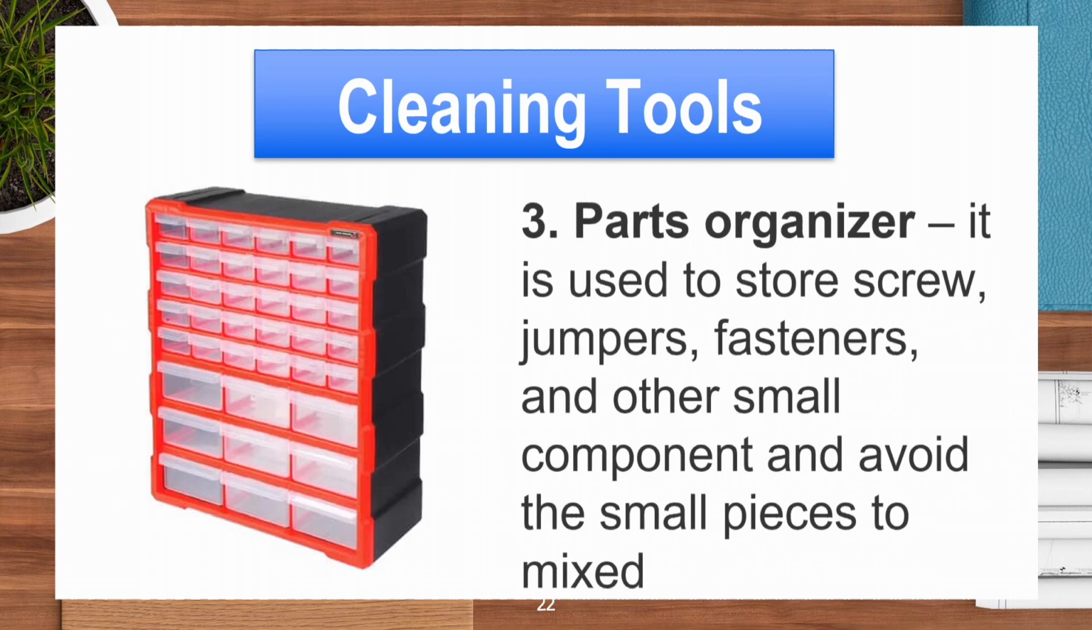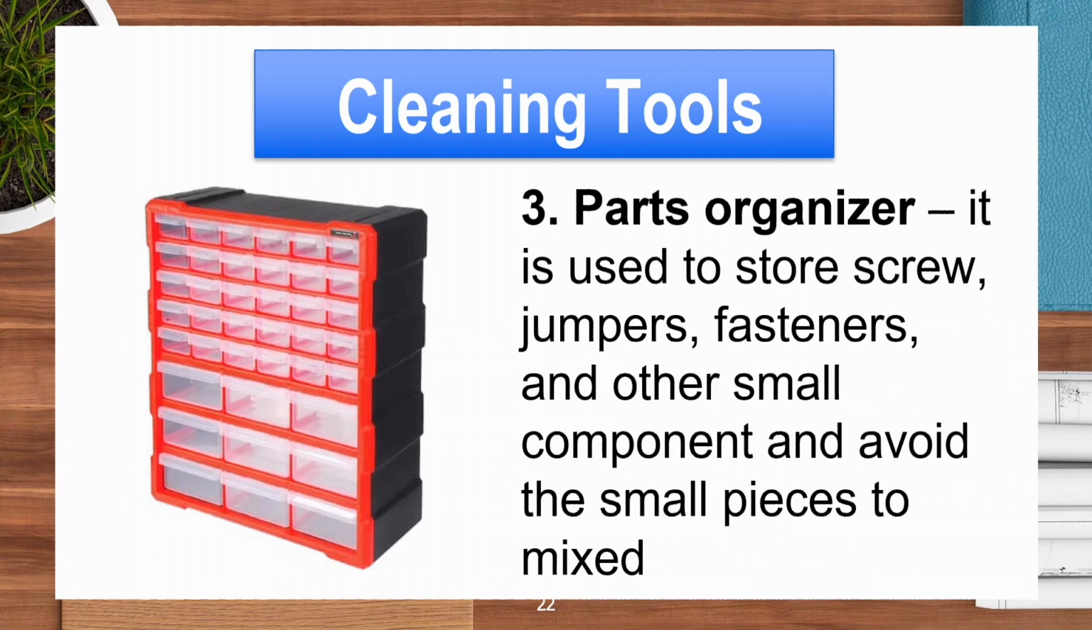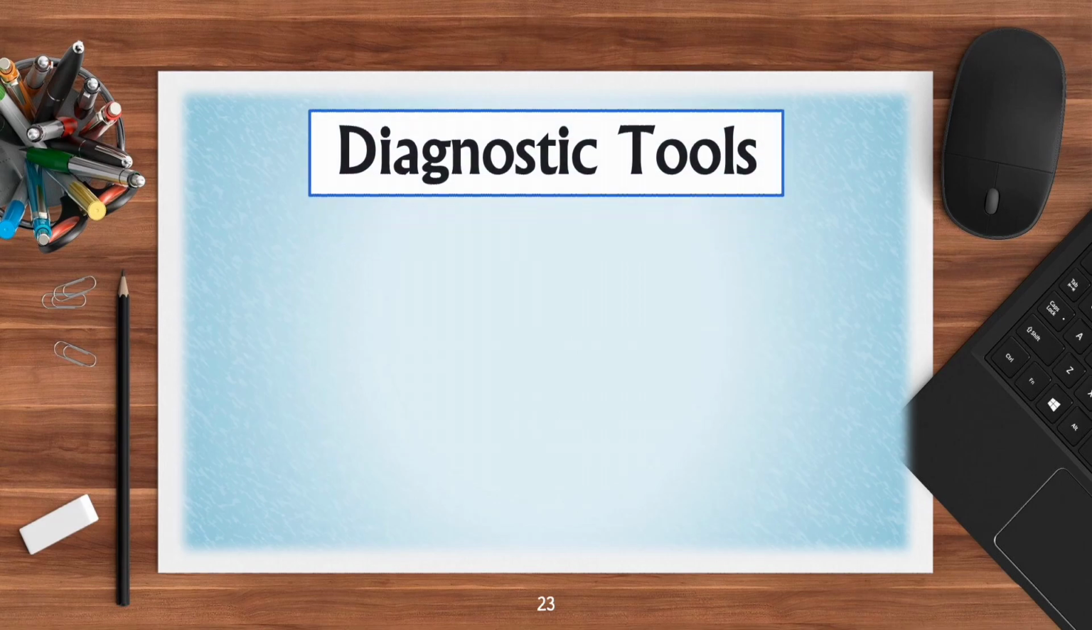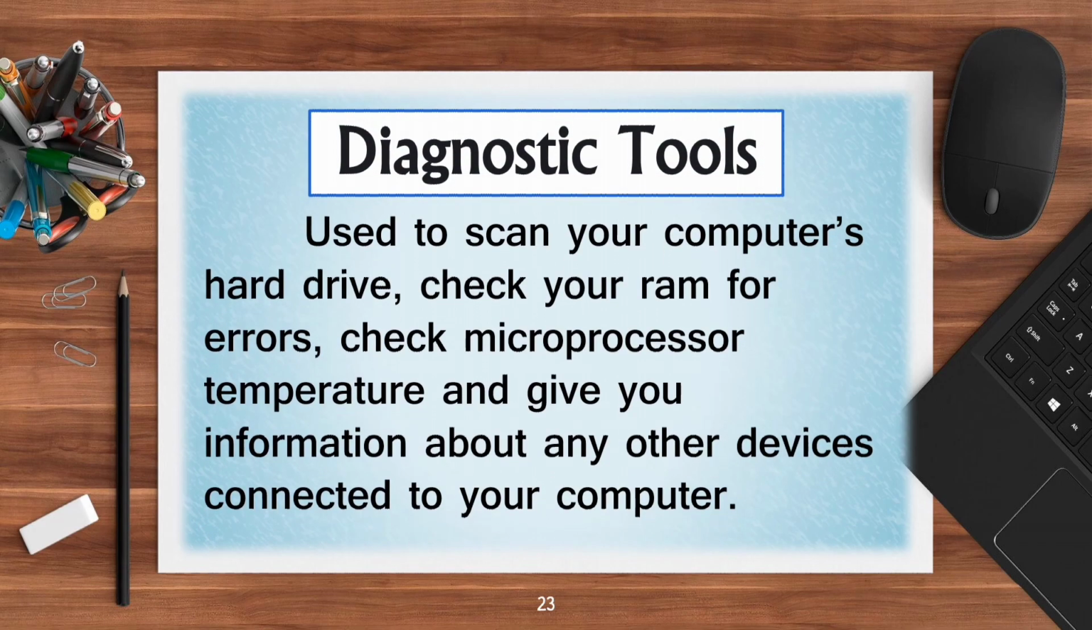3. Parts organizer. It is used to store screw, jumpers, fasteners, and other small components and avoid the small pieces to mix. The last category is diagnostic tools, used to scan your computer's hard drive, check your RAM for errors, check microprocessor temperature, and give you information about any other devices connected to your computer.